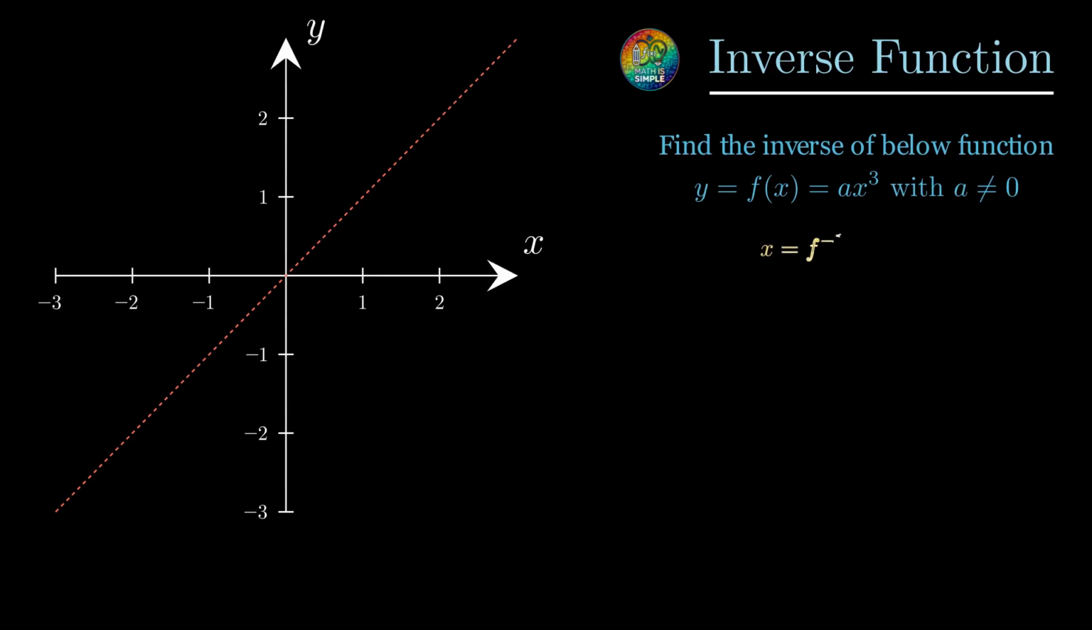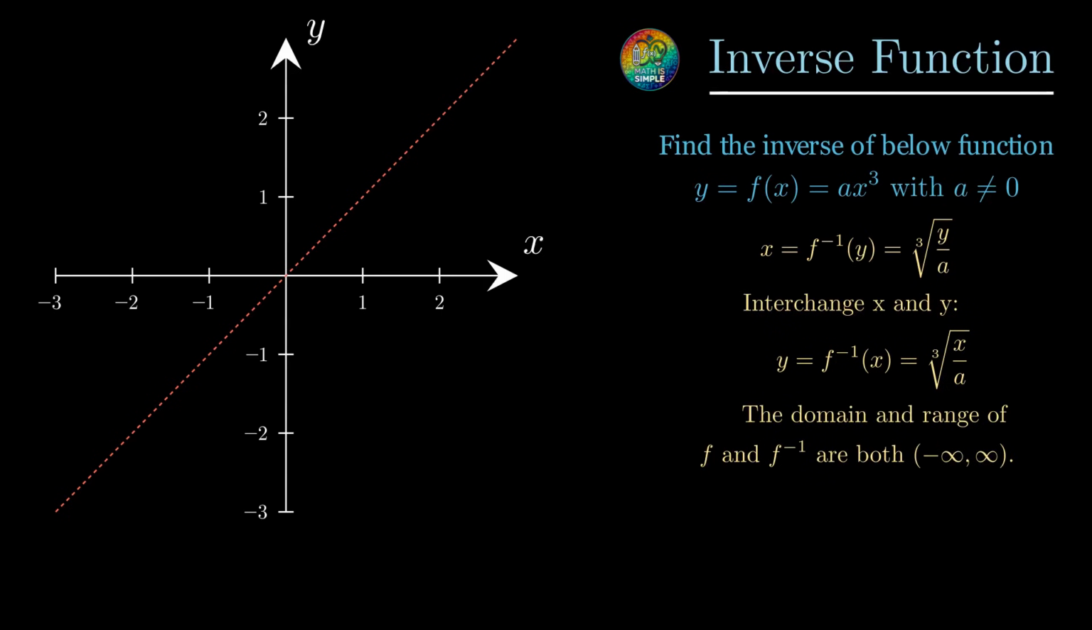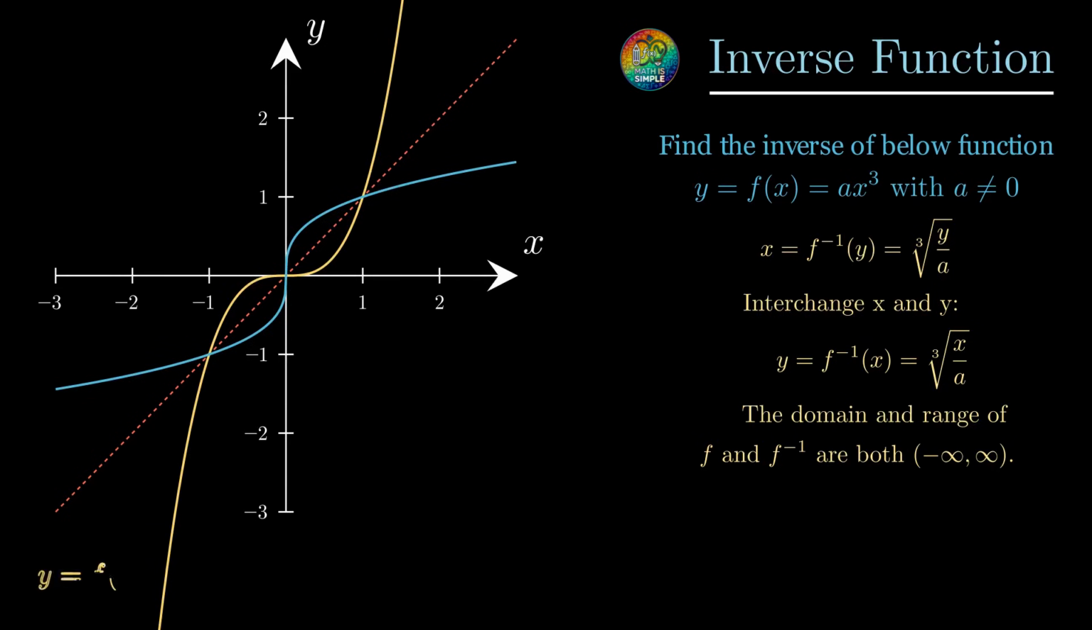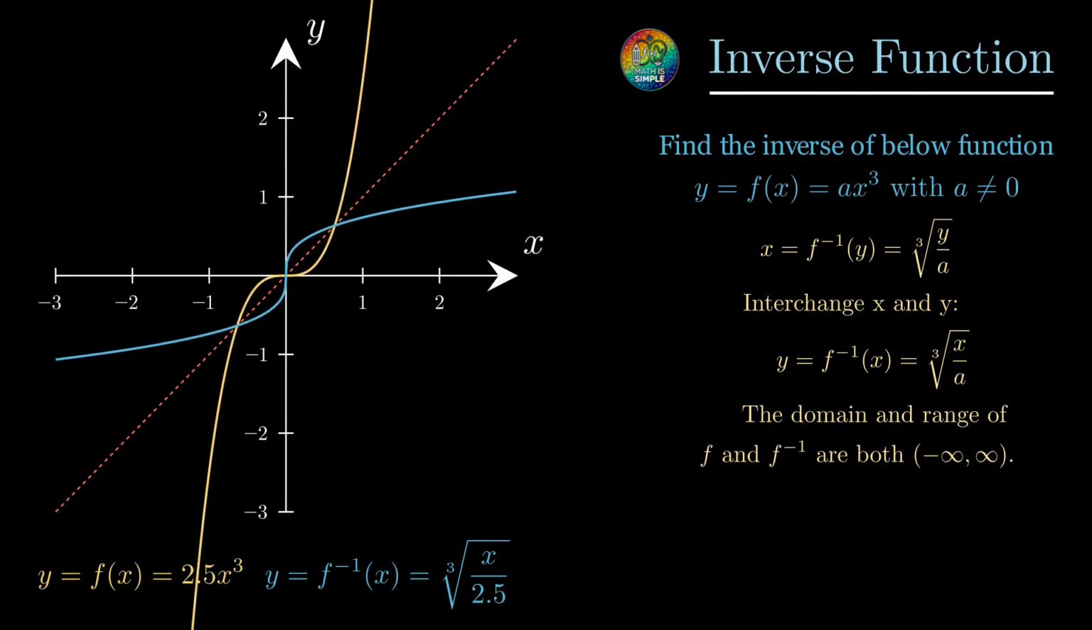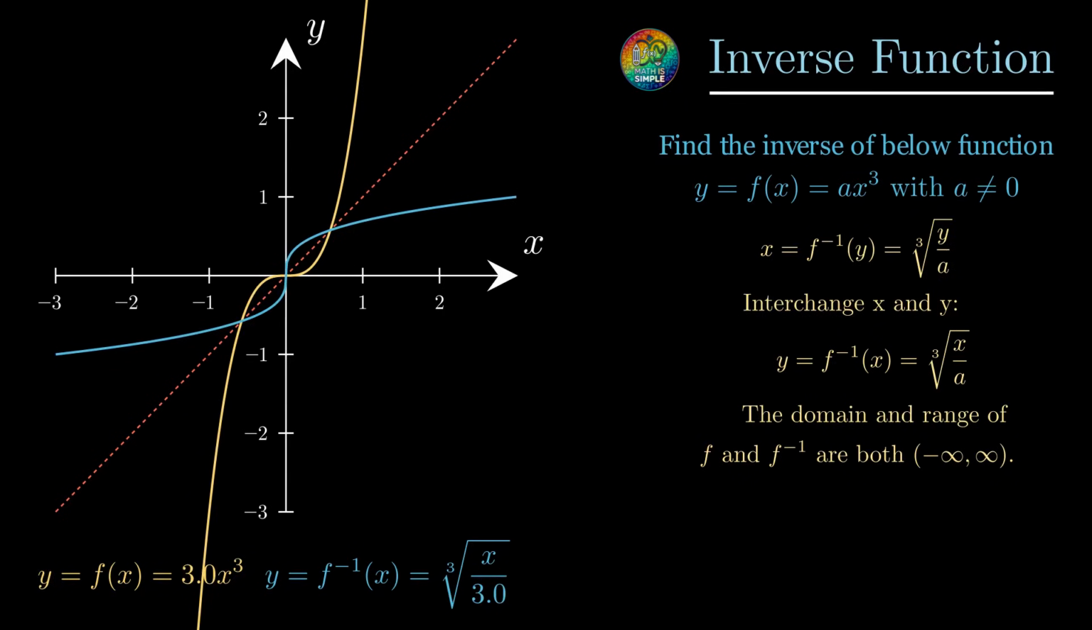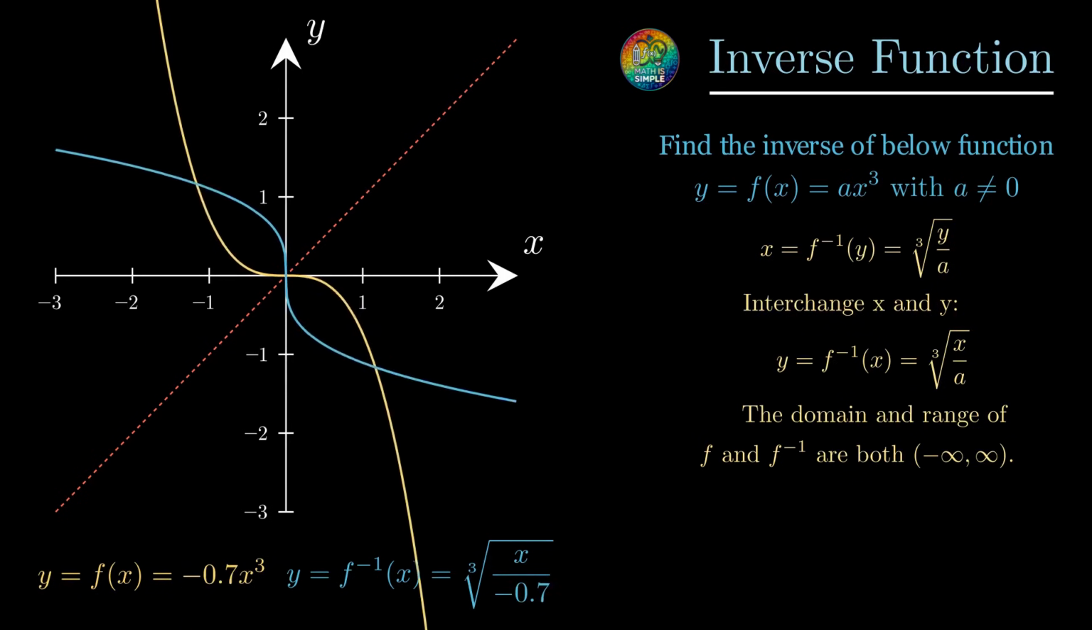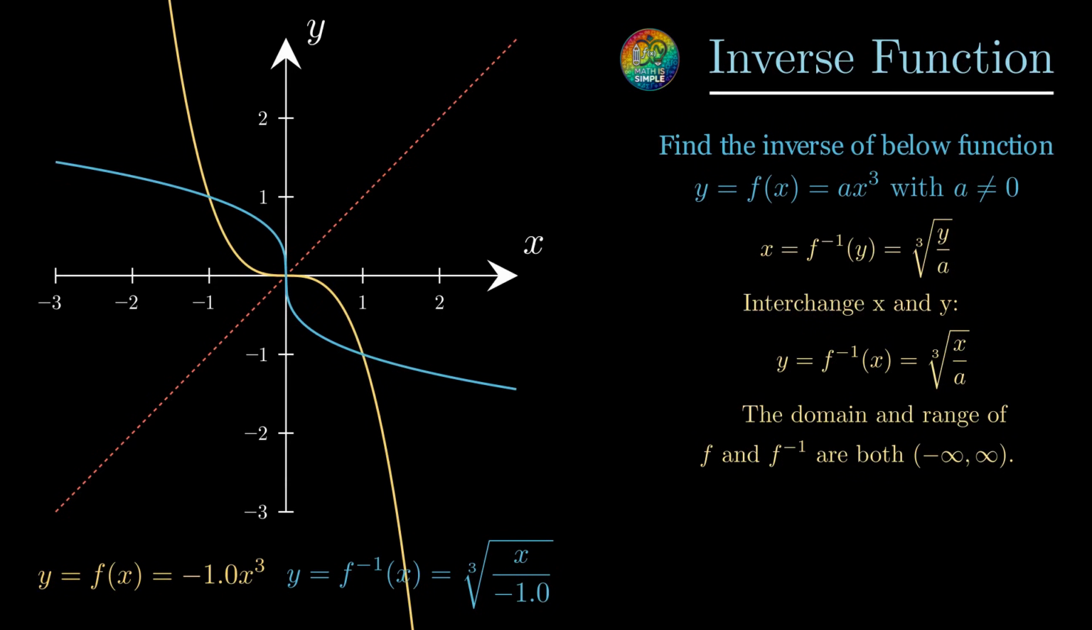Now let's look at finding the inverse of a cubic function. Just like with our linear example, the graph of f inverse is a geometric reflection of f across the line y equals x.